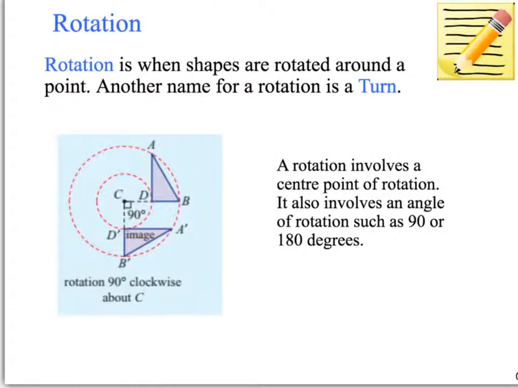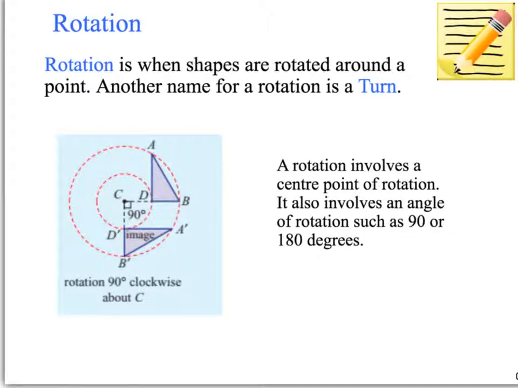Okay, now we're going to look at rotation. So rotation is when the shapes are turned. So they're rotated around a point, but another name for it is to turn it. And it involves a center point of rotation. So here you can see the C is the center point, and you need an angle of rotation such as 90 or 180 degrees. So in this example, it's been rotated 90 degrees clockwise.